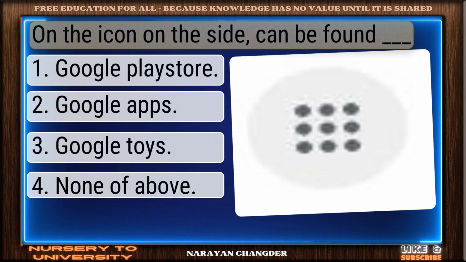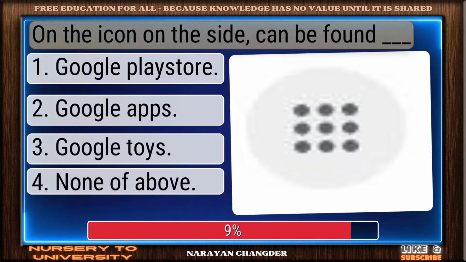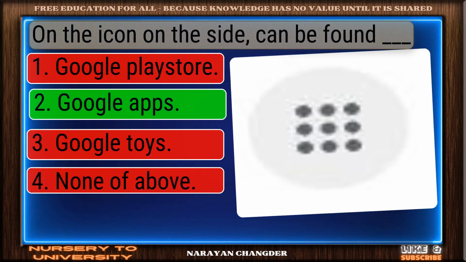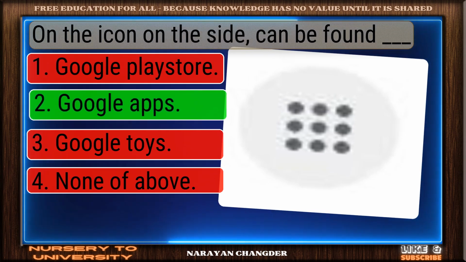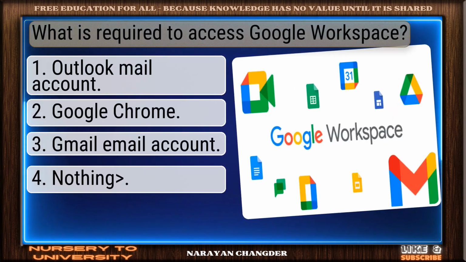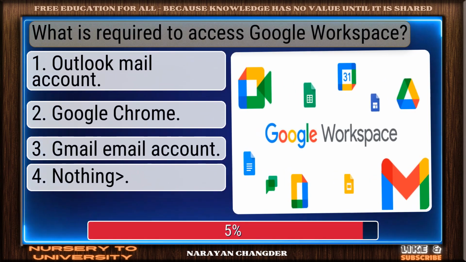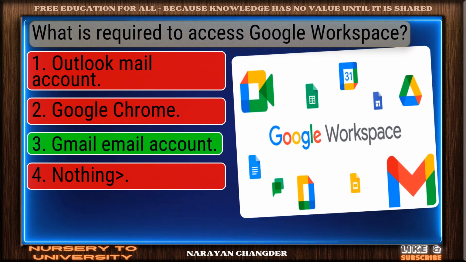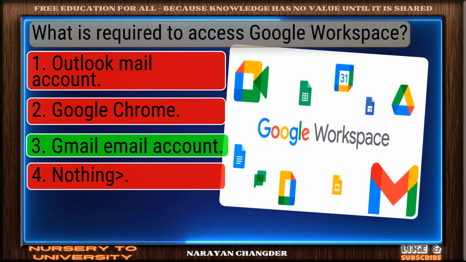On the icon on the side can be found the Google Apps. Strong choice. Google Apps is the right answer. What is required to access Google Workspace? Smart pick. Gmail email account is the correct choice.